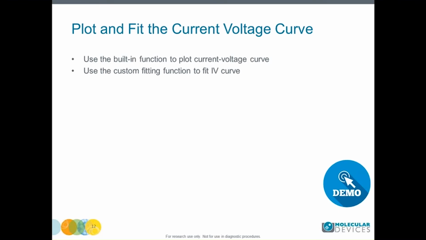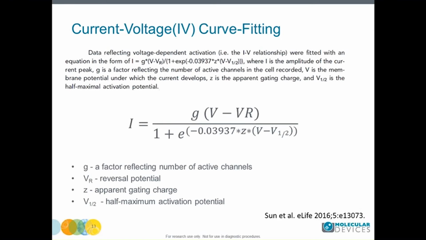The sodium channel current voltage plot can be fitted with this equation. The equation looks very complicated, but let me break it down and explain it to you. The variable in this equation is the test pulse, so that's the V. And apart from that, there are 4 parameters in this equation.